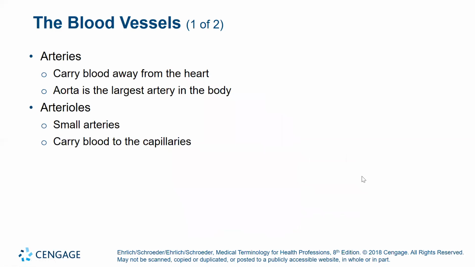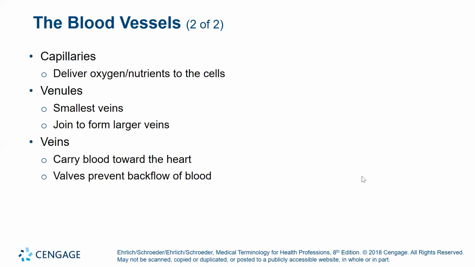So the arteries carry blood away from the heart. The aorta is the largest artery in the body. The arterioles, these are just the small arteries, and they carry blood to the capillaries. There are three types of blood vessels: arteries, capillaries, and veins. The capillaries deliver oxygen and nutrients to the cells, venules are the smallest veins, and the veins then carry blood toward the heart. Valves prevent backward flow, or backflow, of blood.